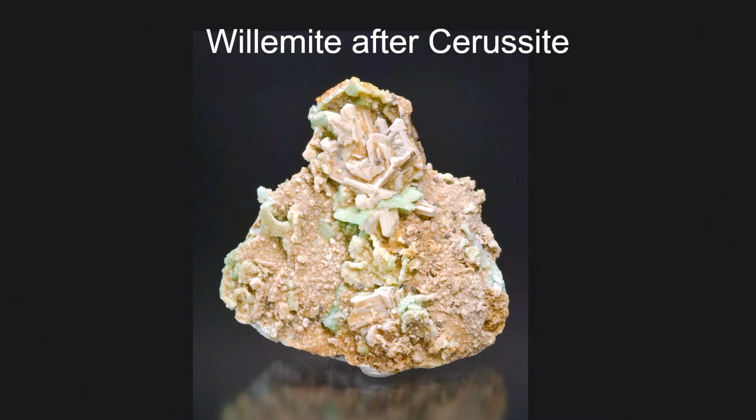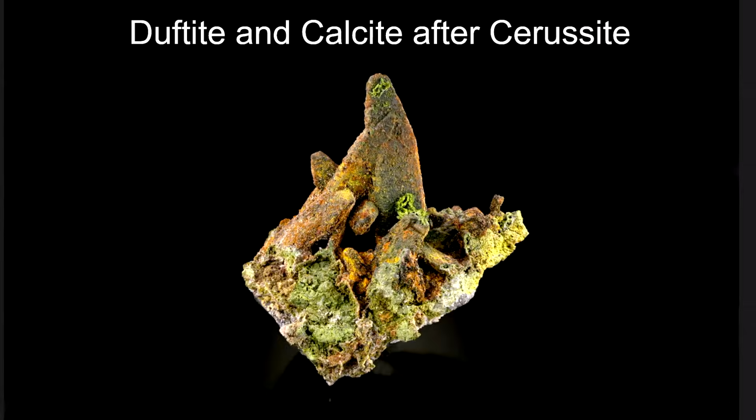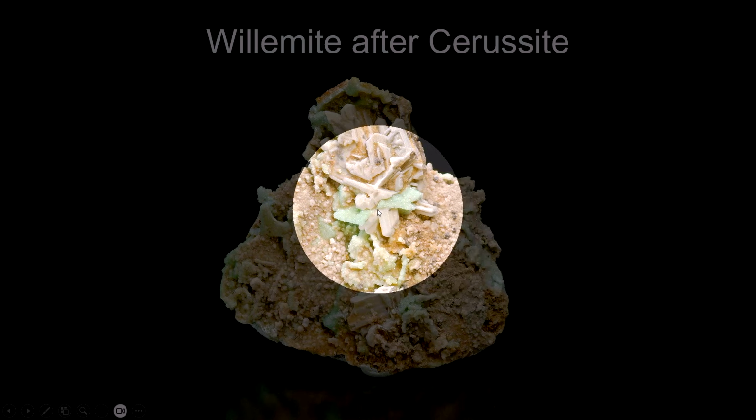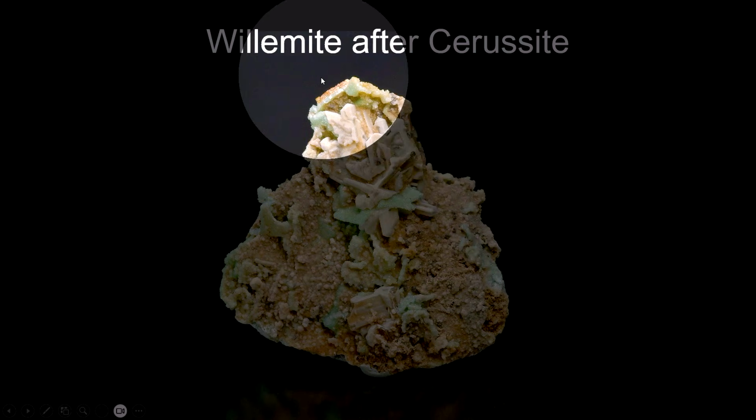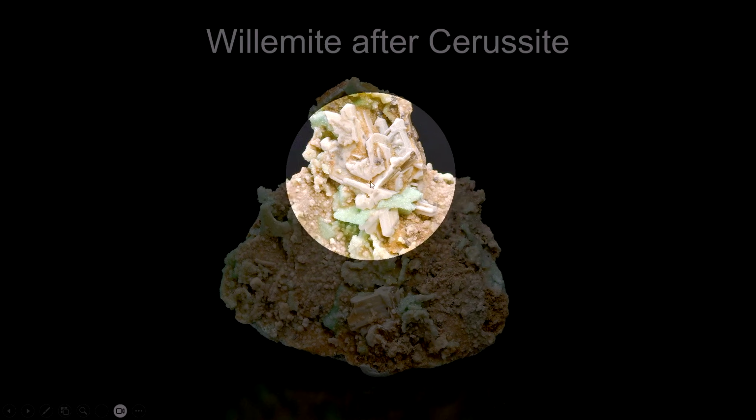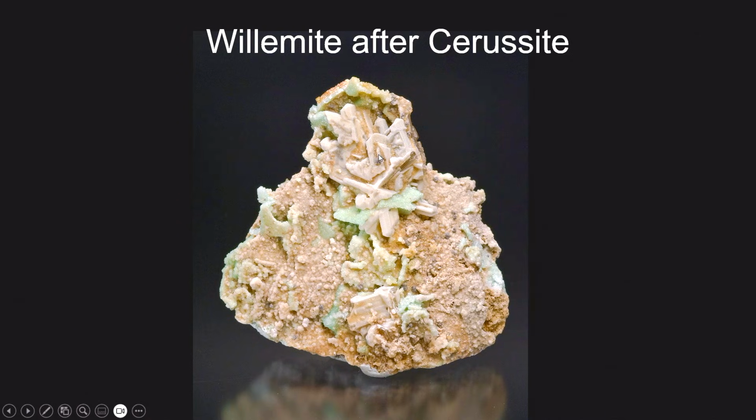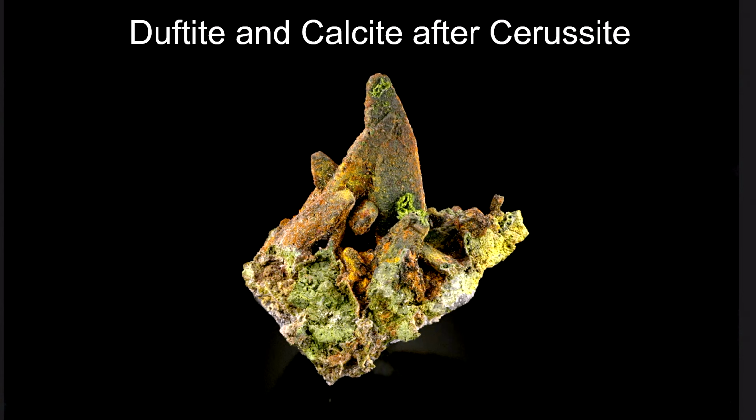This one is a specimen of willemite after cerussite, and it may be a little bit challenging to recognize this as cerussite. Well, my pointer is not working, sorry. But in this area here, you can see a hexagonal form, as well as some cyclical twins, which is consistent with cerussite. Here's a very interesting specimen. This is duftite and calcite after cerussite.